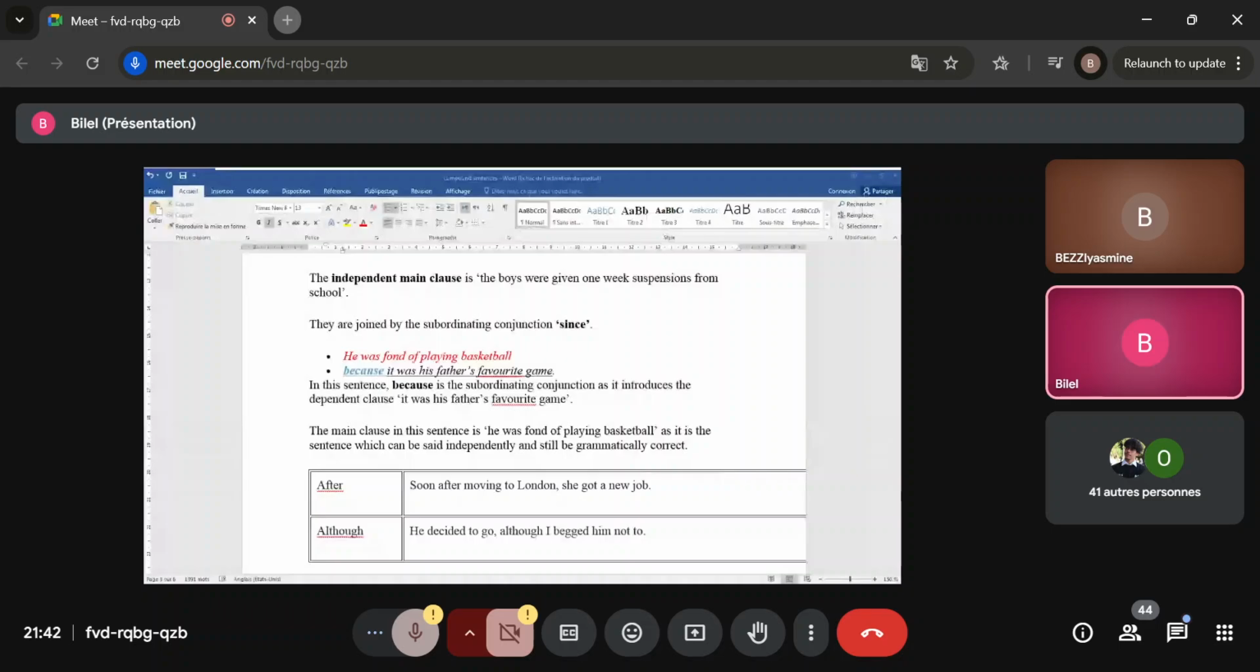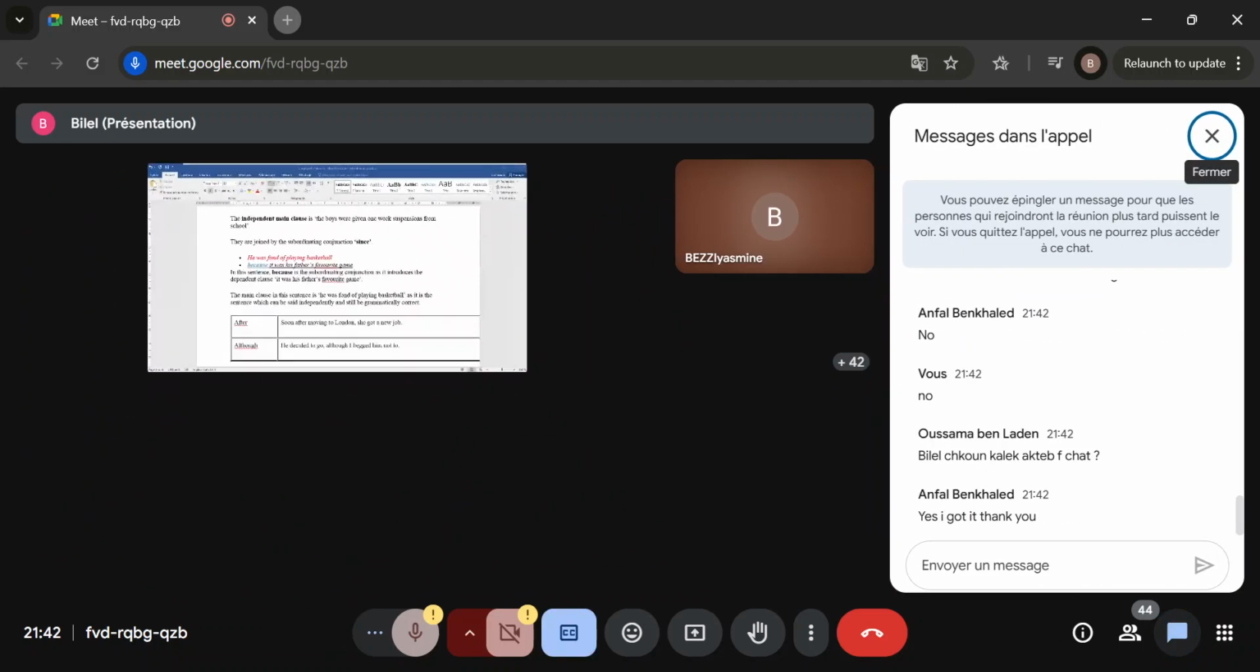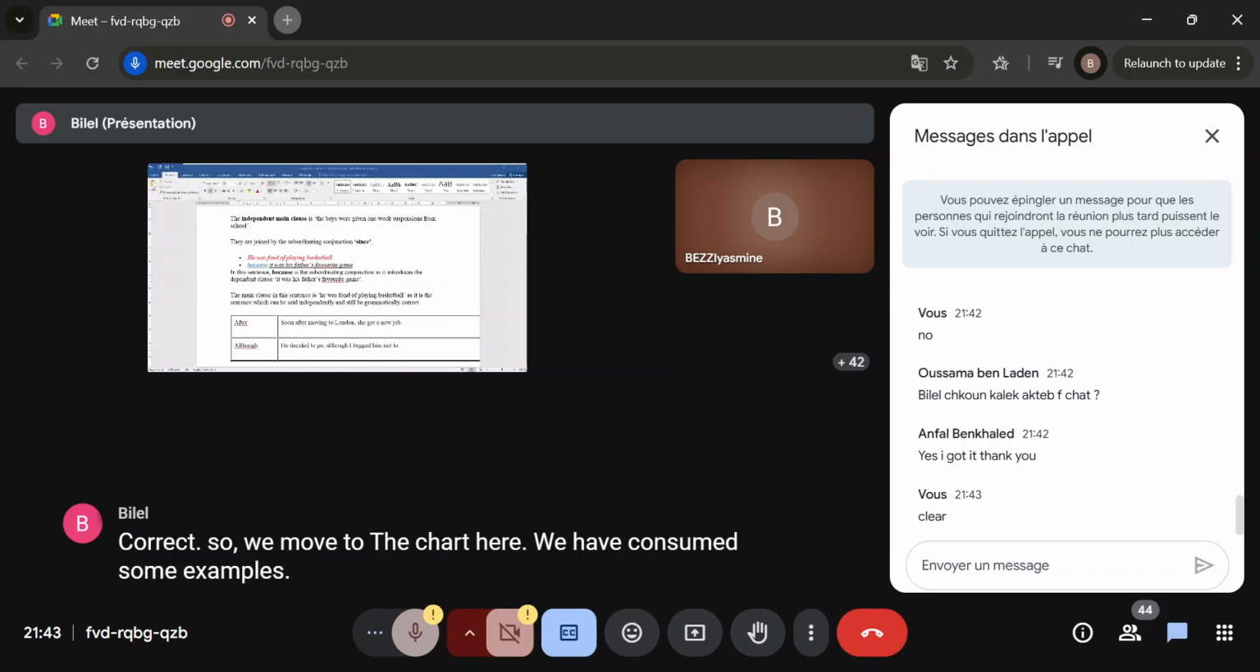Yes, of course. Is it clear or should I repeat? Correct. So we move to the chart here. We have got some examples of subordinating conjunctions.